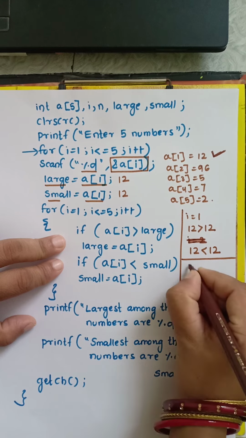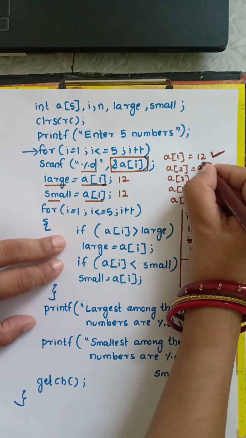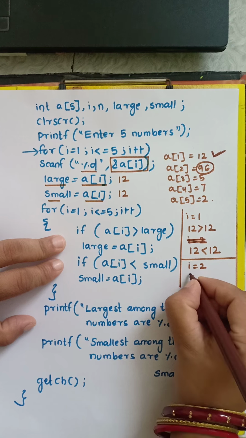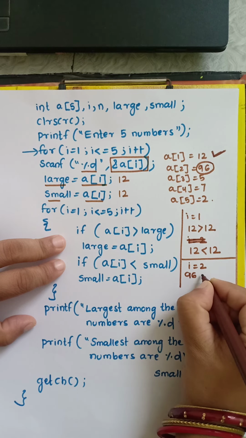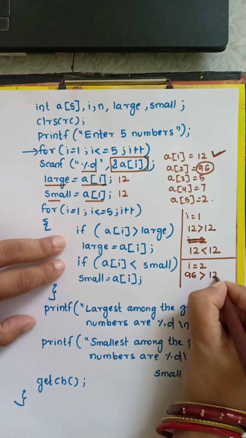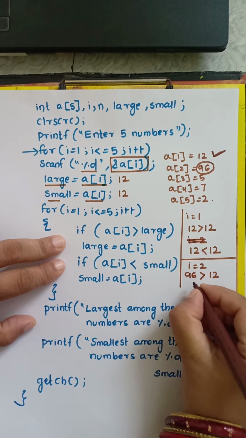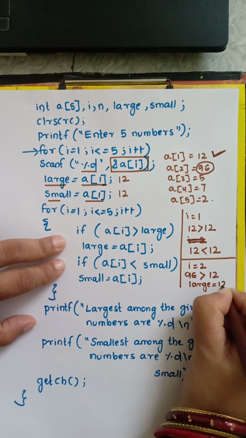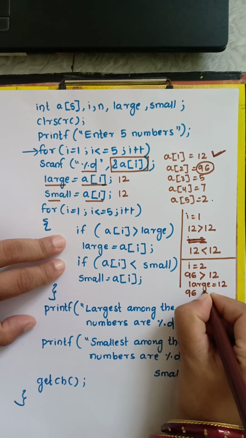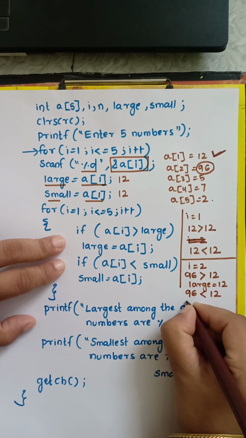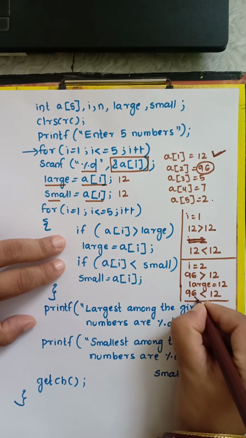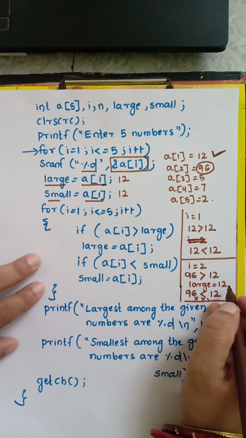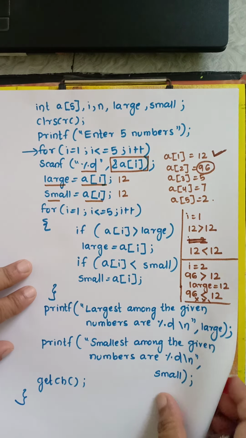Next is i equals 2. Now this one is my a2 value. So now we check the value a[i]. The a[i] value is now 96. So now we check 96 greater than 12, because my large value is 12 here. So now this one is true. Yes, so now large equals 96. Now again we check 96 less than 12. No, so this part is false. So now this one is the larger. Larger is 96.